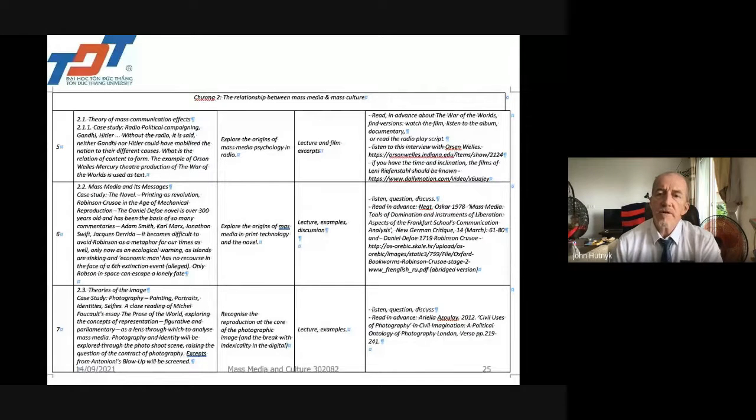Then we'll look at photography. Photography as mass media, the reproduction of the image. And here I'm going to get you to read Ariella Azoulay's work. She's an amazing Israeli scholar working in America, so we're not breaking the boycott or anything, who writes about ethics and photography. I mentioned this a little bit, if you remember, in the anthropology course. But she's very interesting.